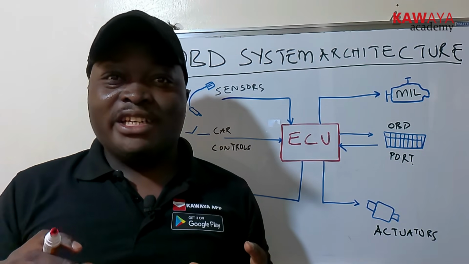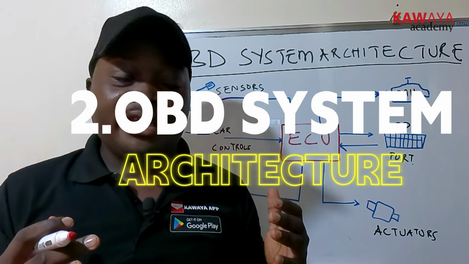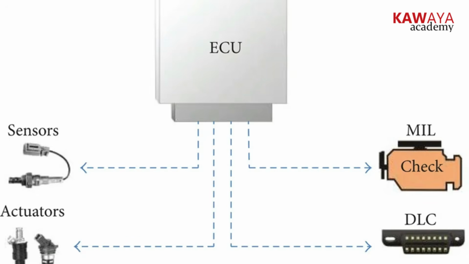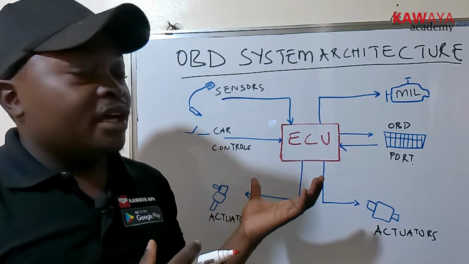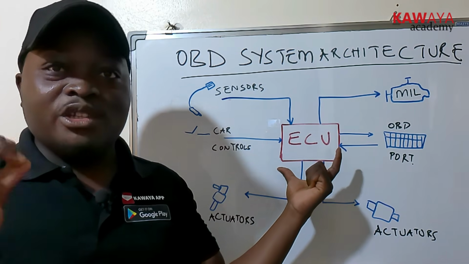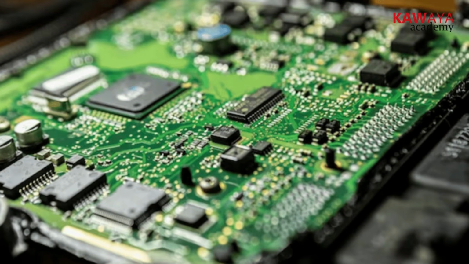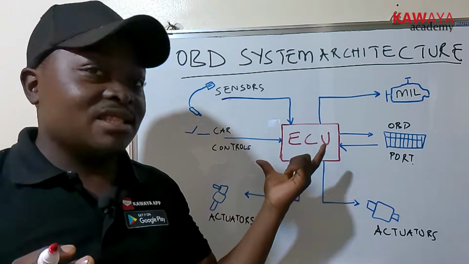Okay, now in this video, let us look at the OBD system architecture. By architecture we mean a combination of different components that help the OBD system to function in the vehicle. You can see here the main component of this system architecture is the ECU, and the ECU is the electronic control unit, which is the vehicle's computer. It stores codes, it receives information, it gives out commands, and so on. So this is the brain.